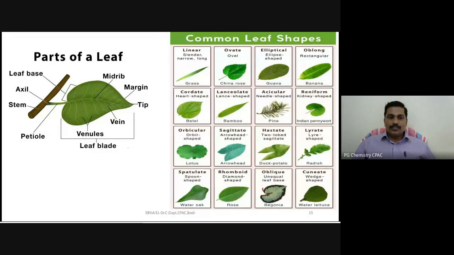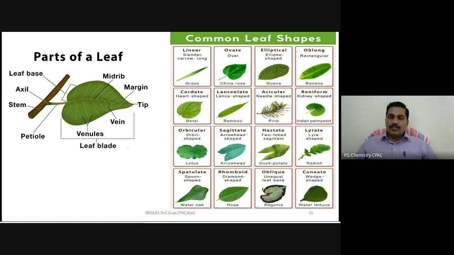So this petiole extends up to the tip, which is called the main rib or midrib, and the leaf surface is called the leaf blade. The leaf is fully traversed with veins: the primary veins, secondary veins, tertiary veins, all those things. And these are the common shapes of leaves: linear, ovate, elliptical, oblong, betel, bamboo, crane. So all those are some examples of leaf shapes.